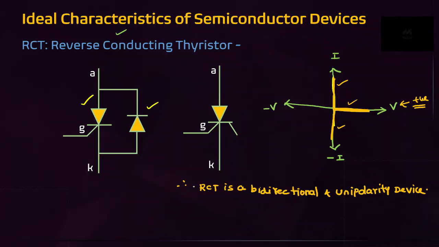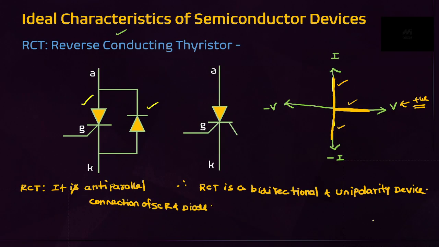Reverse conducting thyristor, anti-parallel connection of thyristor and diode. What does RCT stand for? Reverse conducting thyristor. It is an anti-parallel connection of SCR and diode. These are the ideal characteristics of RCT.